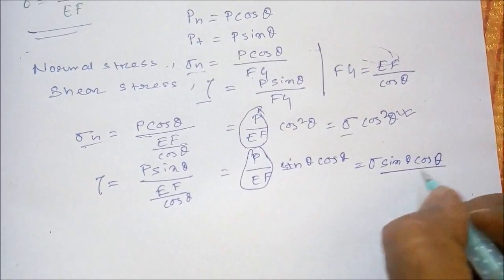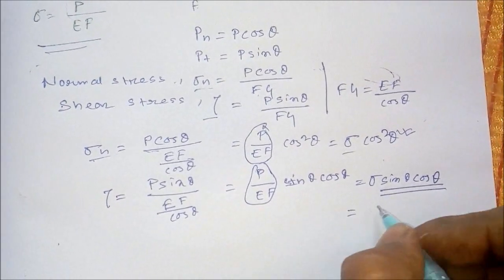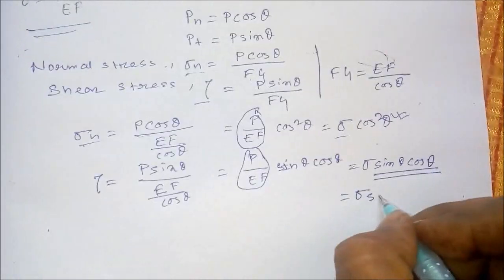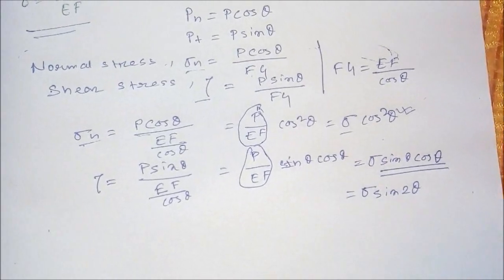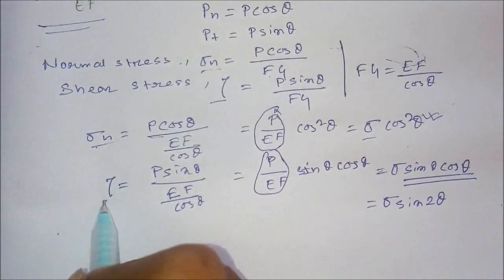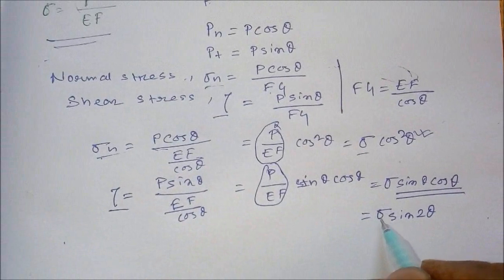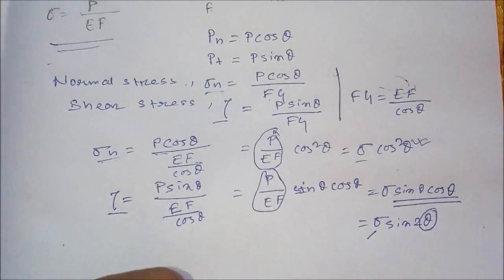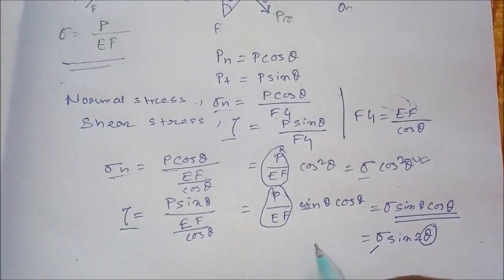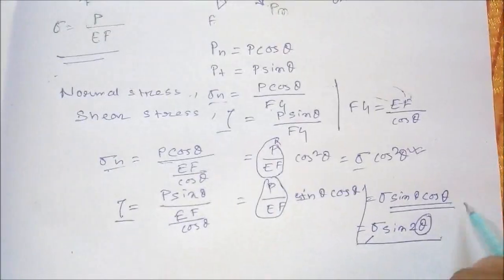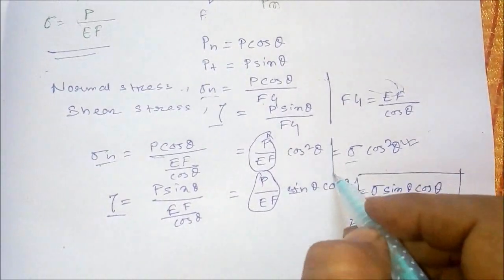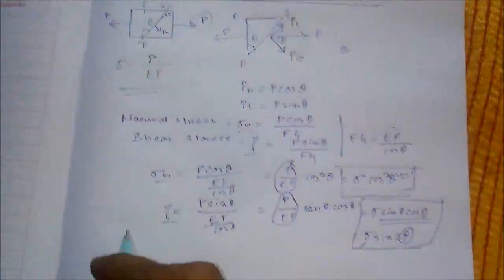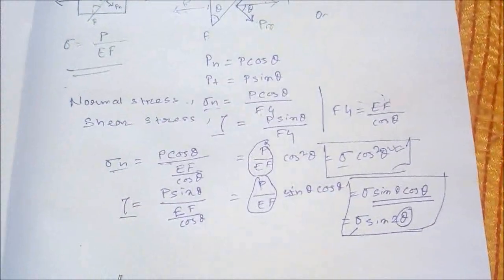Now, if we again derive this, this will become sigma sine 2 theta. Now, this is the value of tau. If we know the value of sigma and the angle of that particular plane, we can find out the value of tau. So this is the formula by which we can find out the normal and shear stresses of a particular plane, oblique plane, right?